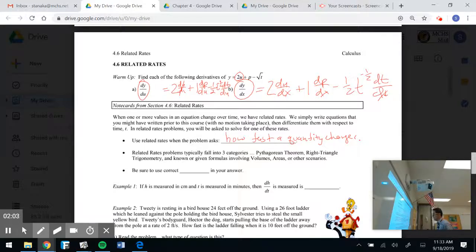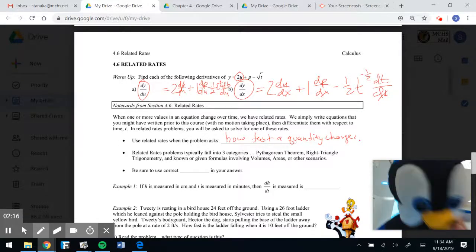Related rate problems fall typically into 3 categories: the Pythagorean Theorem, right triangle trig, and known or given formulas, really anything you learned in your geometry or pre-calc days.